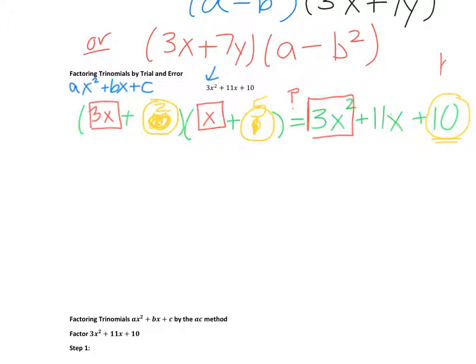So when we FOIL, we do our first terms, or 3x squared. Our last terms are going to give us 10. So we have to worry about the outside terms and the inside terms, or we can do the double chins. So positive 2x and 15x. If we add those up, we get 17x. And again, that's not the 11x. So that's wrong too. So let's erase what we have.